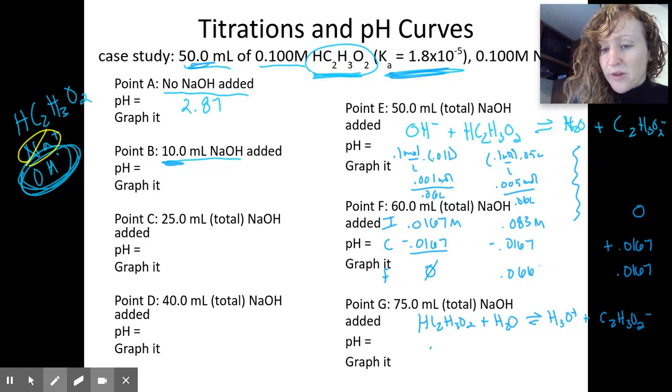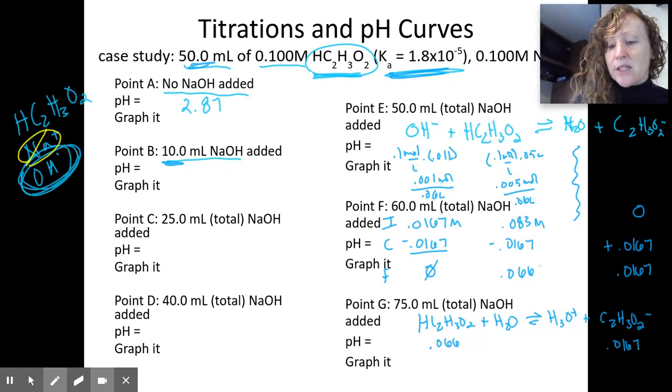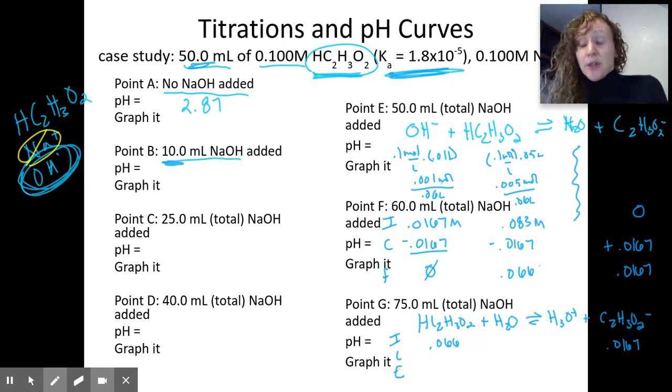We can fill in initial amounts. We've already found those, 0.066 molar. It's already in molarity, 0.0167. I have no additional liquid volume coming in here, so I don't have to worry about that at all. Okay, so initial change equilibrium. Now, this is going to hit equilibrium because I have two weak things present. What's the change? I don't know. So if you use an ice chart, your change is going to be an X, but you have a weak acid and a weak base present. You don't have to use an ice chart here.